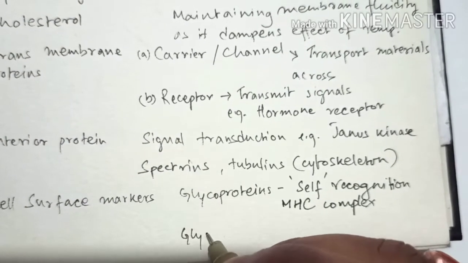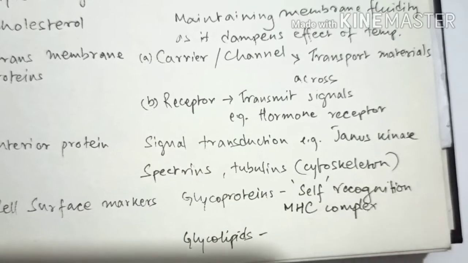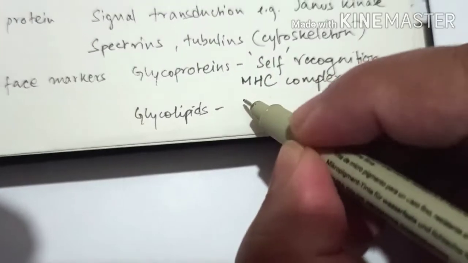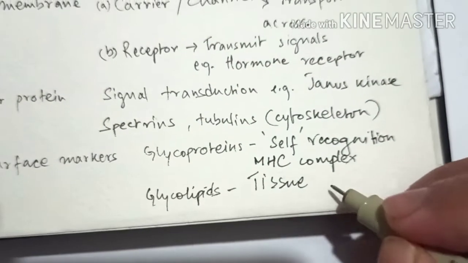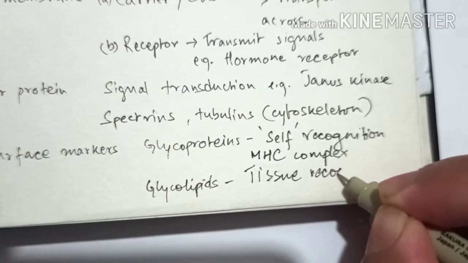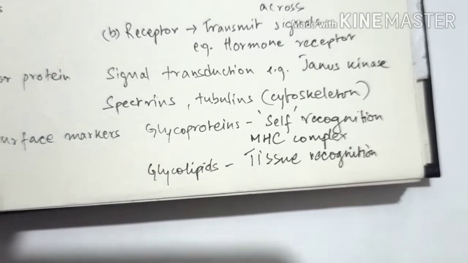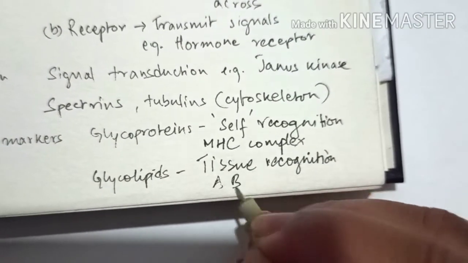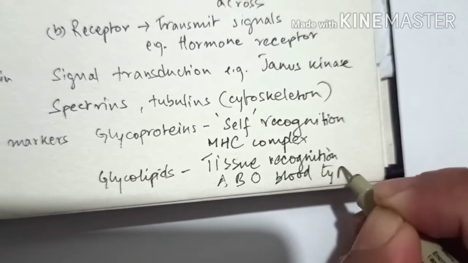Finally comes the glycolipids. Now they also help in recognition, but the recognition type is different. This is mostly tissue recognition. Now what does it mean? Well, simply, one-word answer: ABO blood type.